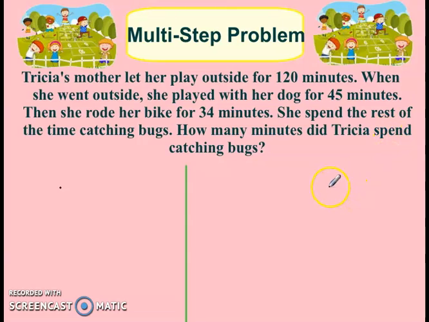So boys and girls, we're going to analyze the problem. It is a two-step problem. So we notice that Trisha played with her dog for 45 minutes and she rode her bike for 34 minutes. Now, there are two ways, boys and girls, we could solve this problem. But today we're going to focus on combining the time she played with her dog and the time she rode her bike to get the sum. So we're going to add, boys and girls, the 45 minutes plus the 34 minutes.